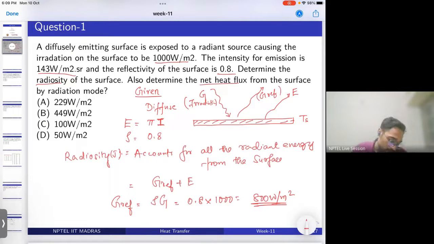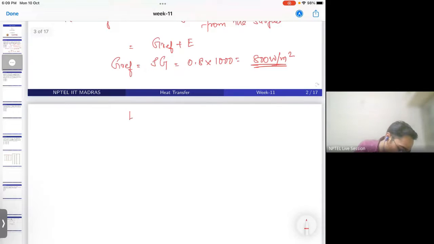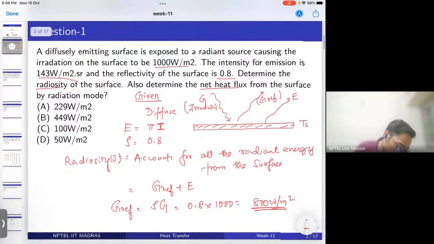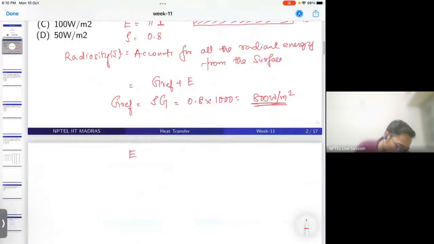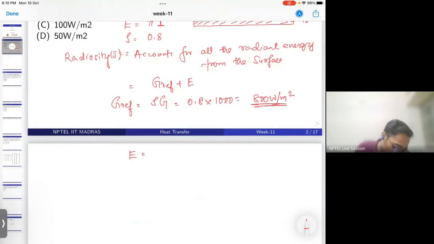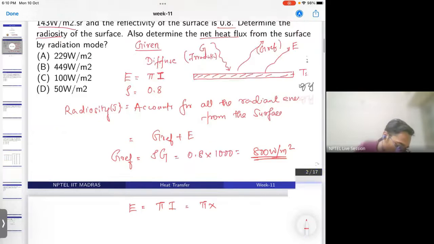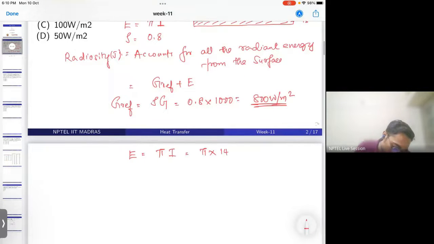Then E we have to find out. The intensity is given, and it is stated as diffuse. So from that we can find E, for a diffuse body, is equal to pi I, that is pi times 143. The answer comes out to be 449.02 watts per meter square. So this is the emission by the body.